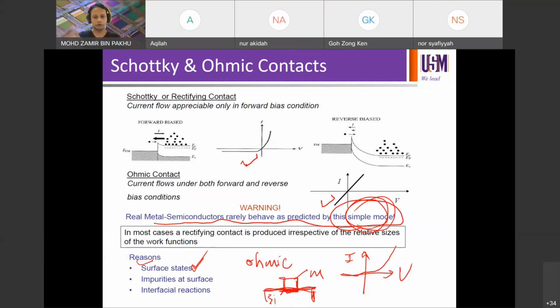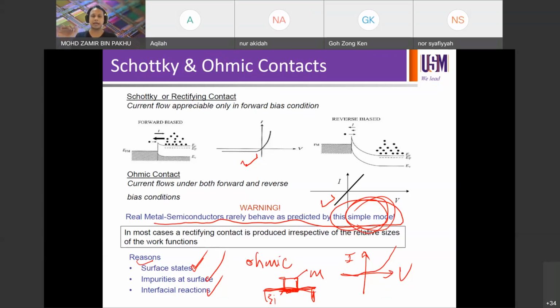Okay, so there could be impurities at the surface as well. You may have some defects or something unwanted on the surface. You may have some interfacial reaction between the metal and your semiconductor at the surface, especially if you are processing the junction under high temperature conditions, for example. Then that may induce some unwanted reactions on the surface. So as a result, instead of having ohmic contact as designed or as predicted by the theory, you may end up as a Schottky contact.